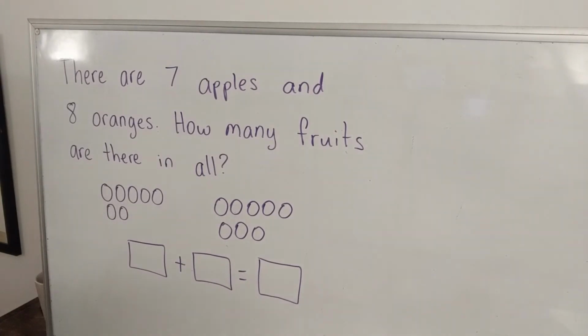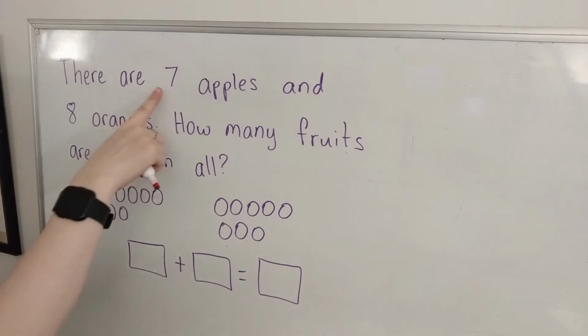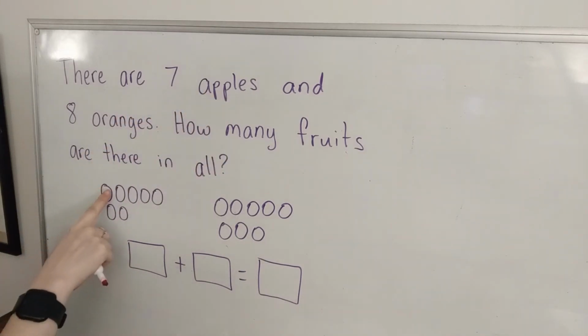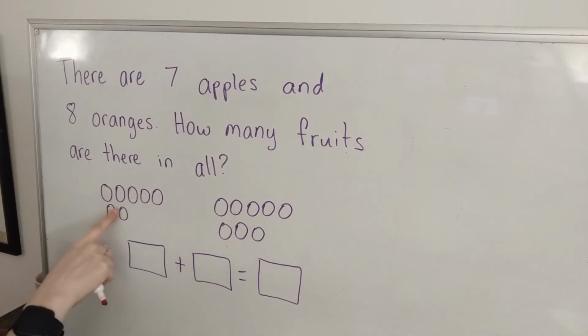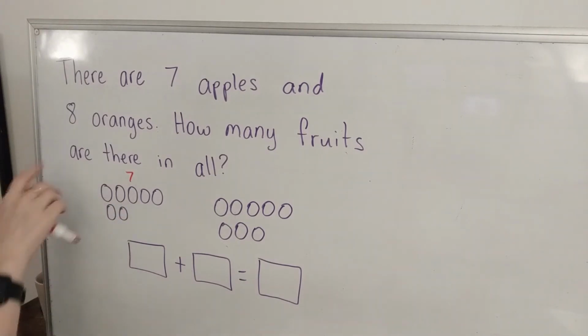Okay, it's time to solve a word problem. Let's read. It says, there are 7 apples and 8 oranges. How many fruits are there in all? I'm going to read that again. It's so good to read it more than once, at least 2 times. There are 7 apples. 1, 2, 3, 4, 5, 6, 7. So I'm going to write a 7 here.